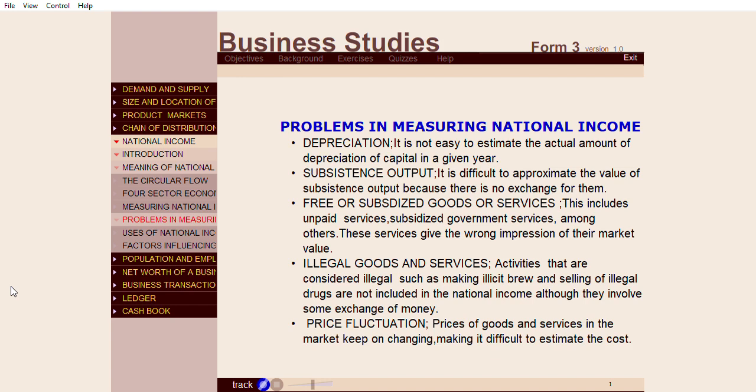Illegal goods and services. Activities that are considered illegal, such as making illicit brew and selling of illegal drugs, are not included in the national income, although they involve some exchange of money. Price fluctuation. Prices of goods and services in the market keep on changing, making it difficult to estimate cost.